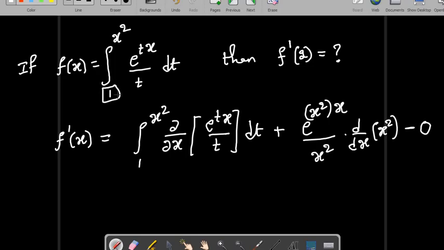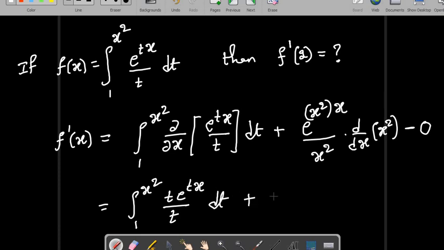Why? Because the lower limit is 1, right? What is the derivative of 1 with respect to x? That will be 0. So no need to write about that 1. If you want, you can simply write minus 0 like that. Now let's evaluate it. Integral 1 to x square of the derivative of this with respect to x, which is t into e power tx over t, into dt, plus e power x cube by x square times 2x.